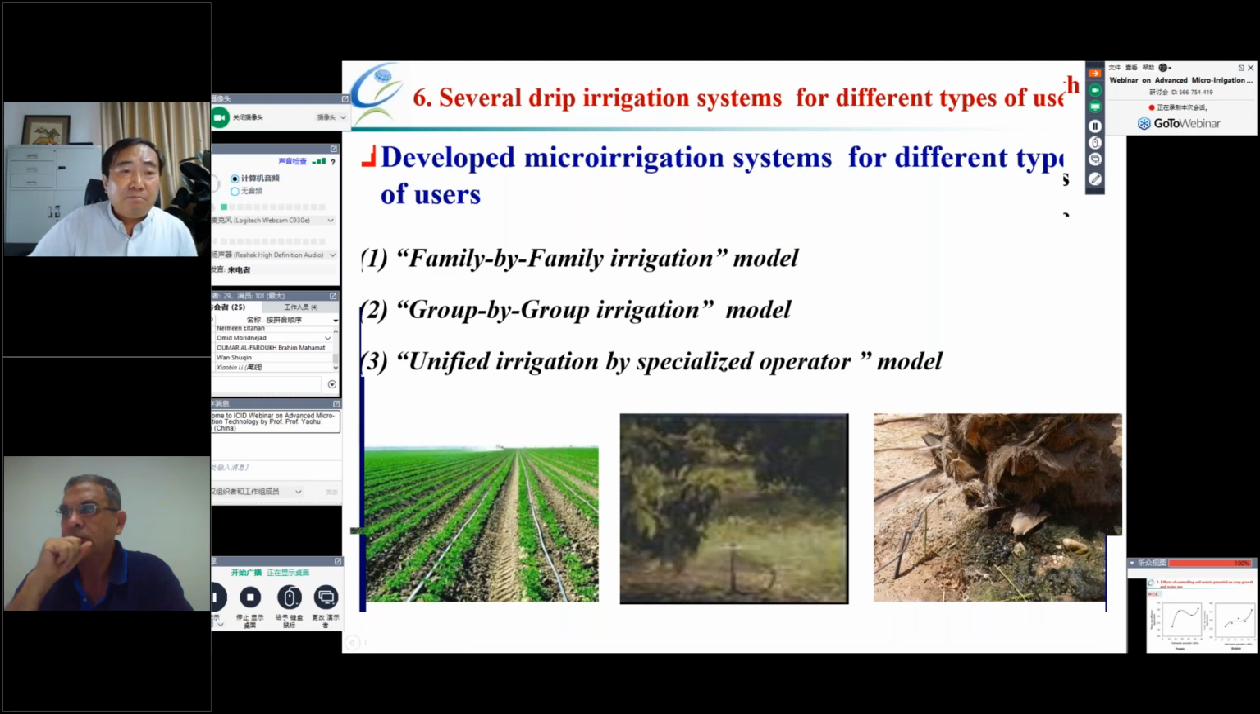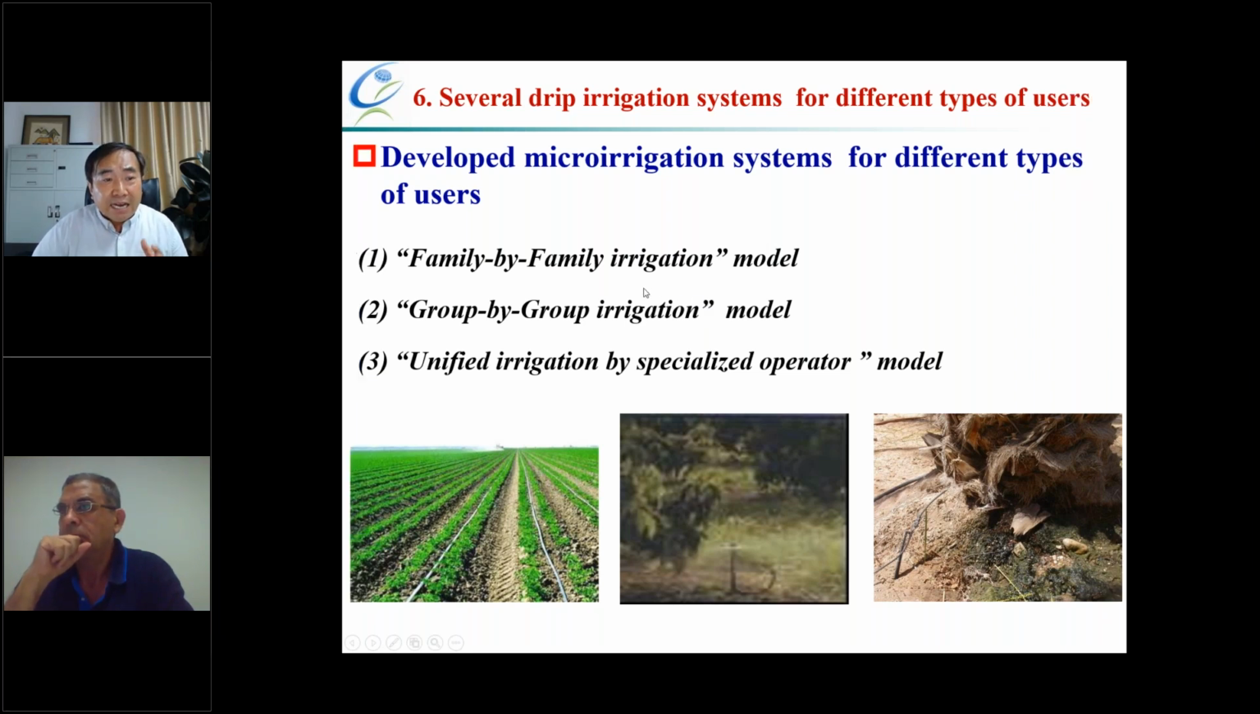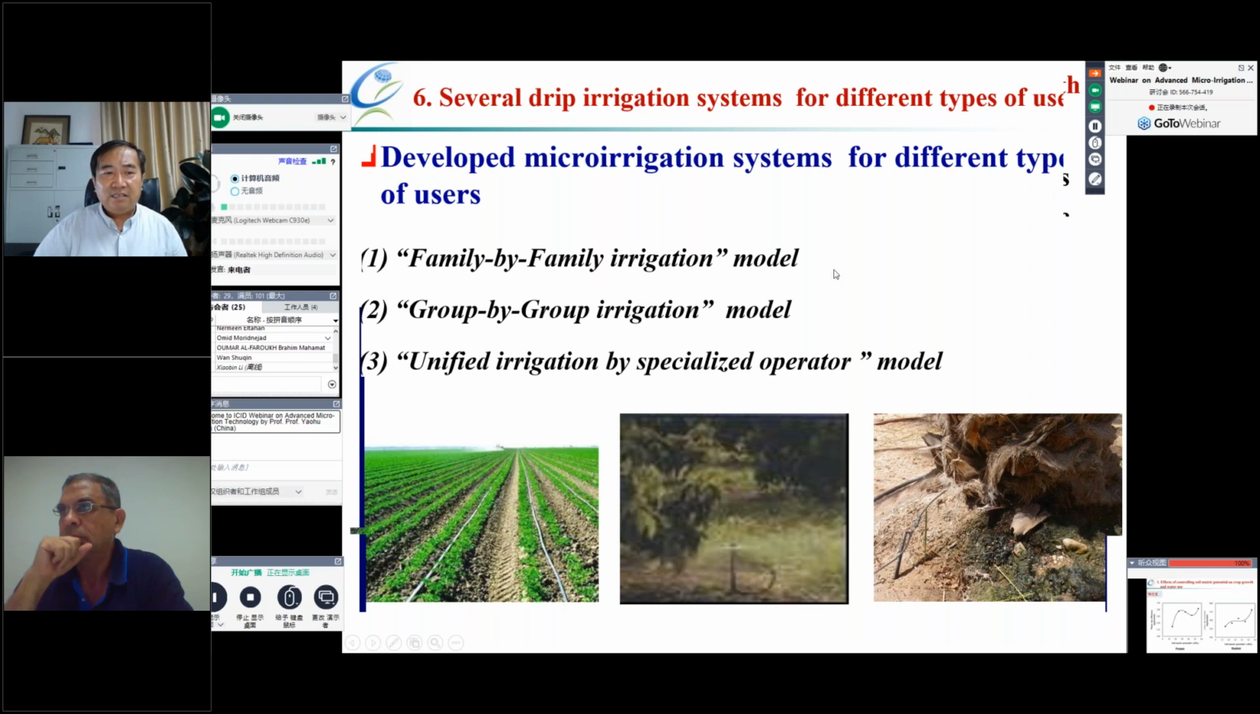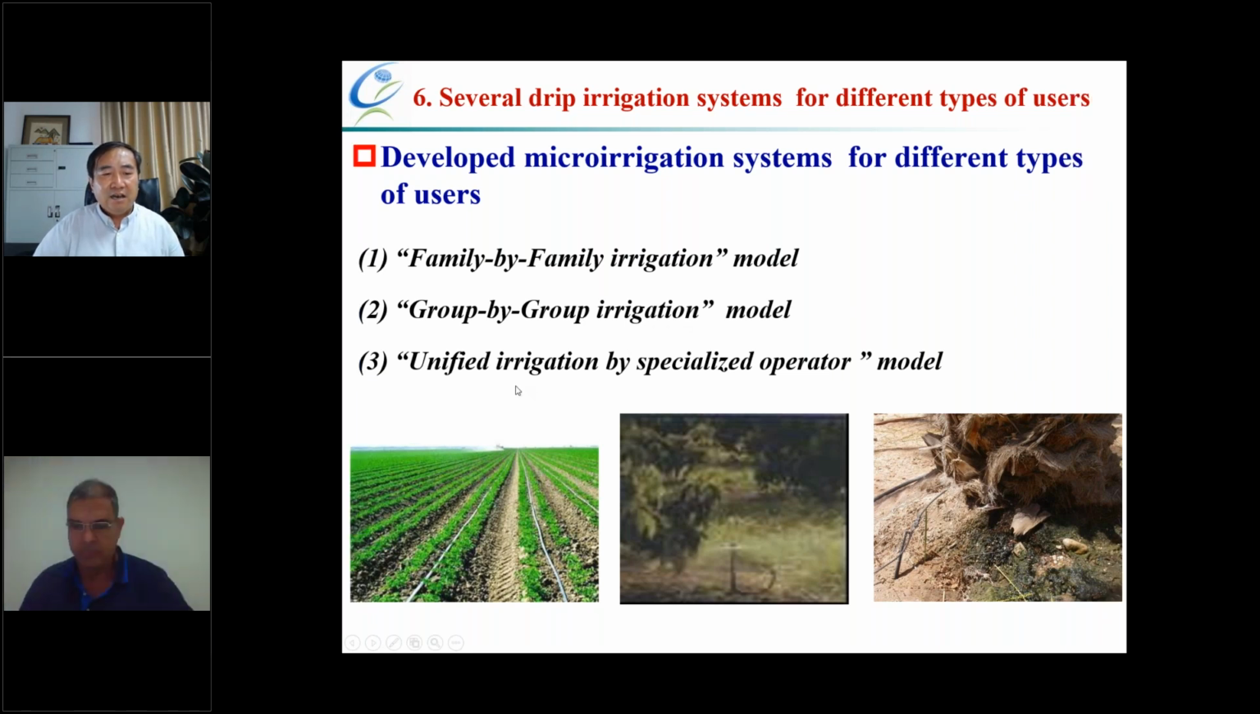So finally, I'm going to introduce several drip irrigation systems for different types of users. We analyzed the users in China, and there are many farmers. Their field size is very small, but some farmers can make groups together. And there is also larger farmland in China. So according to the farmers' characteristics, we developed 3 models of micro-irrigation systems.